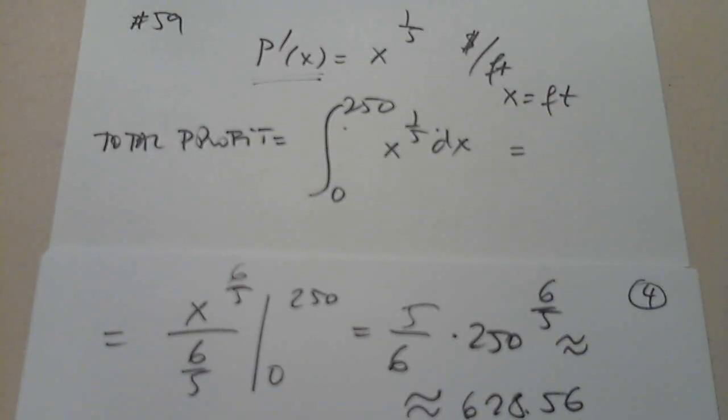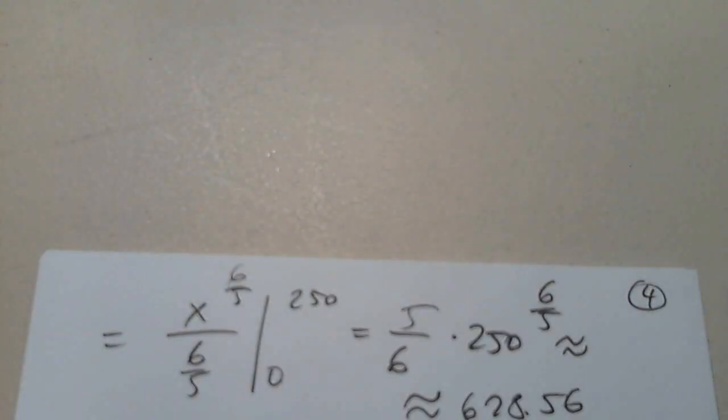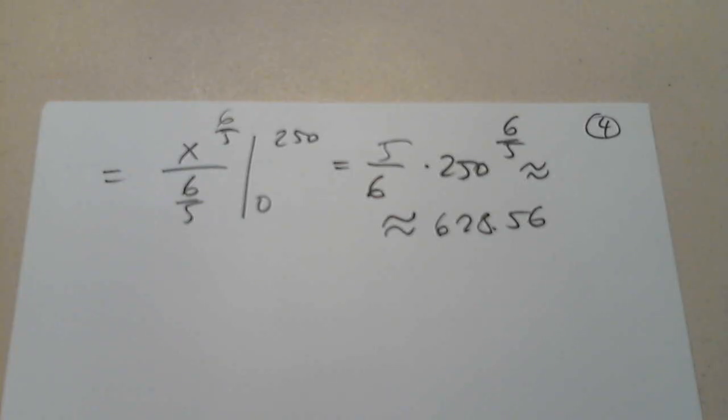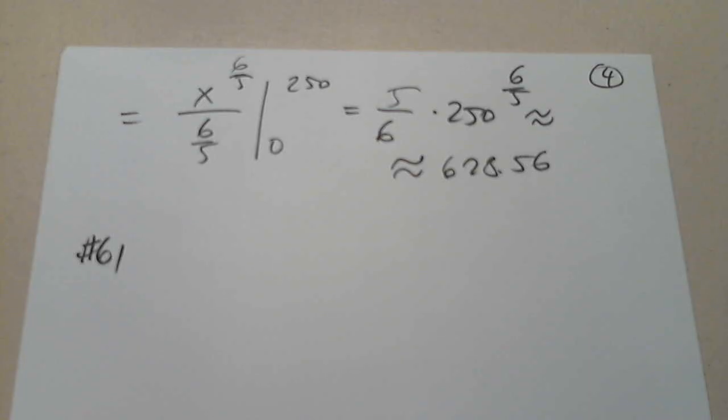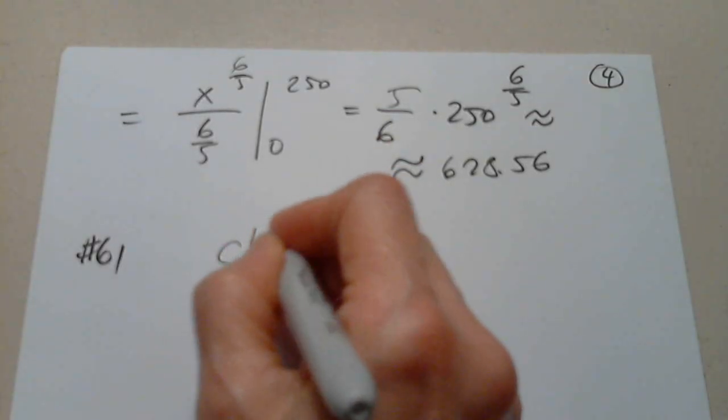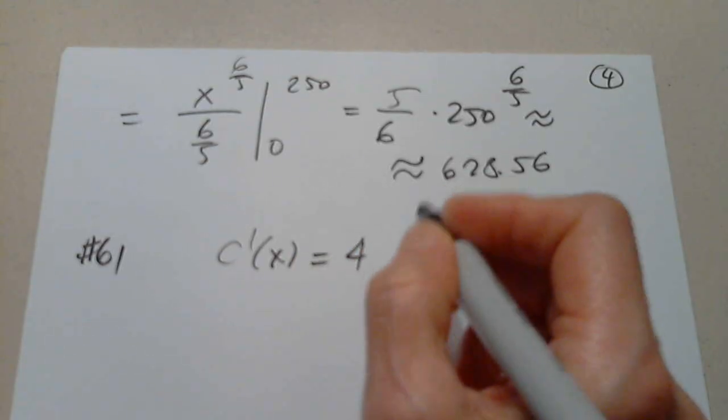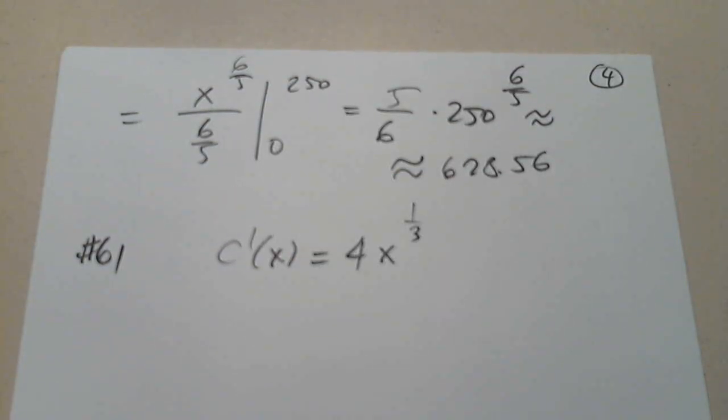Yes, let's look at 61. Stop me if you have questions, please. Don't let me move on if you have any questions, please. And 61, the marginal cost. So again, we have the derivative, 4x to 1/3. Find the cost of installing 50.